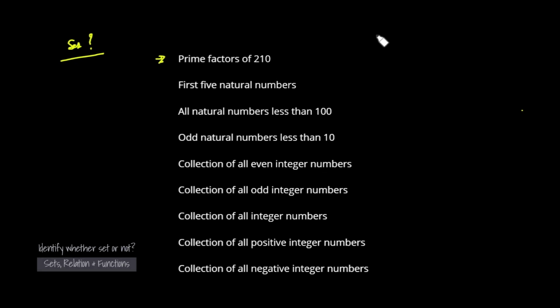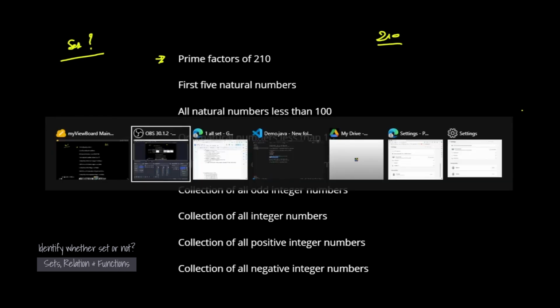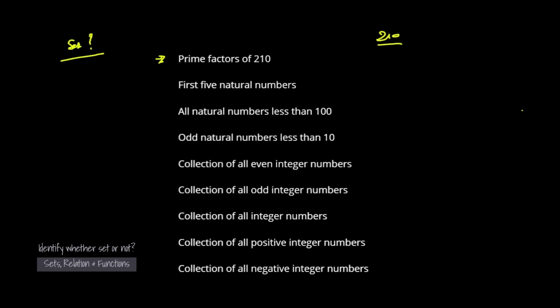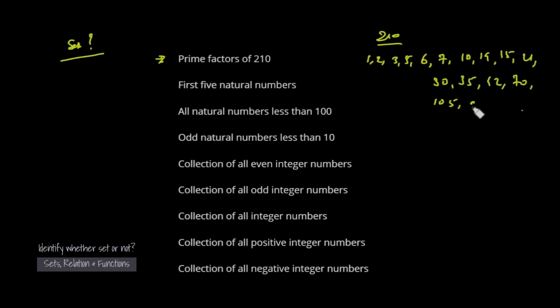210 number. So factors of this 210 number, we have to first of all look at the factors of 210, and out of all the factors we have to consider only the prime factors. The factors of 210 are 1 obviously, 2, 3, 5, 6, 7, then 10, 14, 15, 21, 30, 35, 42, 70, 105 and 210.